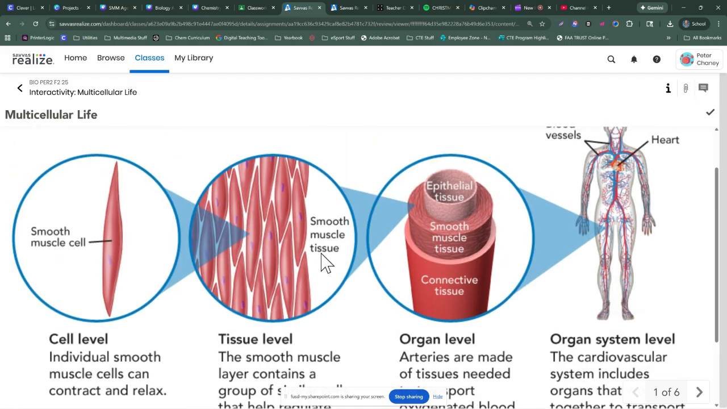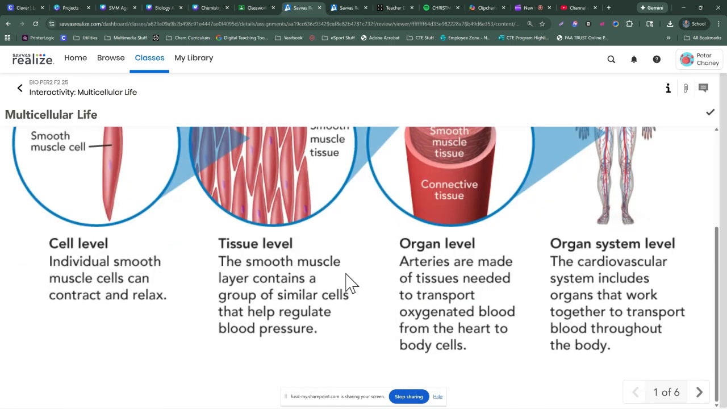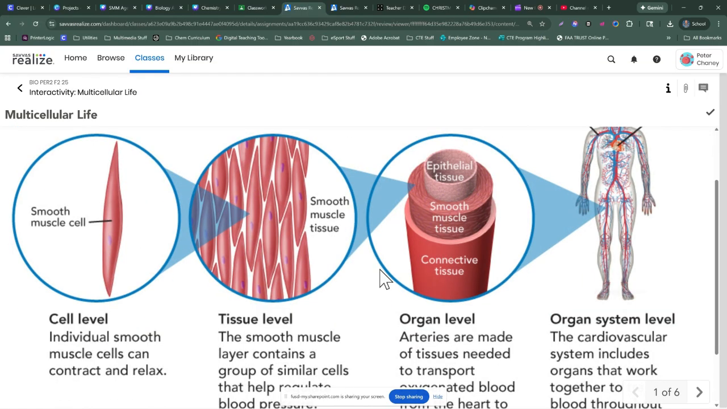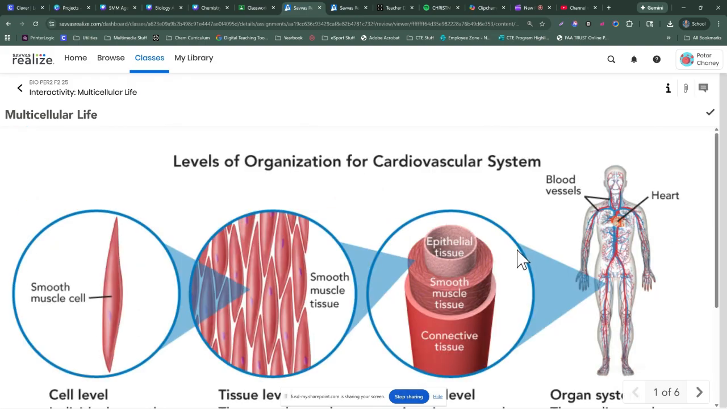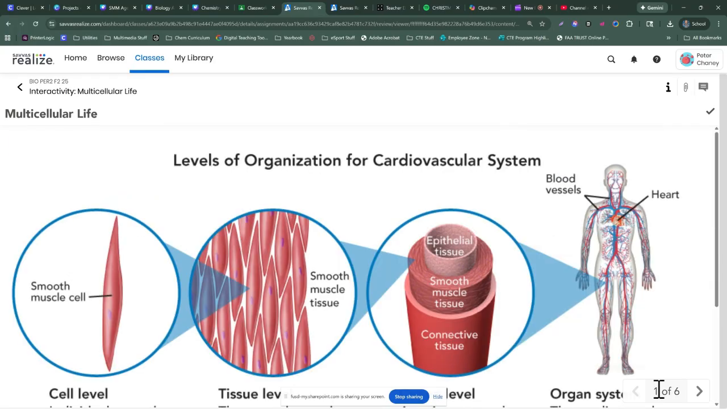And then we go to the organ level. So tissues get built into organs. So arteries are made of tissues needed to transport oxygenated blood from the heart to the body cells. And then lastly, you have an organ system. So our entire cardiovascular system is made up of blood vessels and the heart and other parts of the system. Includes organs that work together to transport blood throughout the body. Okay, so that's slide 1.